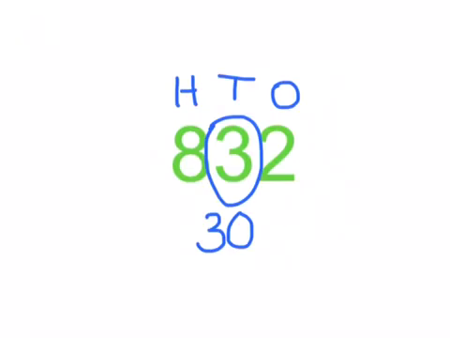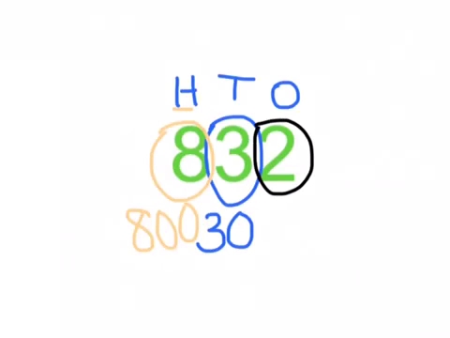Let's choose another colour and have a look at the 8. What is the value of the 8 in this number? Look, see, it's in the hundreds column, so its value is 800. And the last number, 2. What is the value of the 2 in this number? Okay, remember it's in the ones column, so its value is just 2. So the number we have is 832.